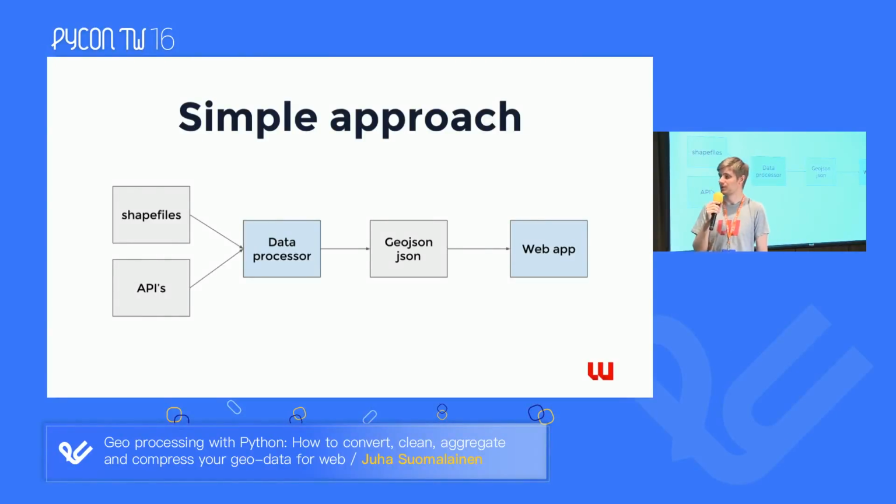So a simple approach to building a web application where you have your source in shapefiles and maybe the data comes from APIs. This is the simplest case where you have a data processor. We always write this in Python because Python is the best in data processing. So we write a simple Python application to read the shapefiles and read the data from APIs, do the translation of the formats there and also combine the data, and then output the GeoJSON and JSON files.